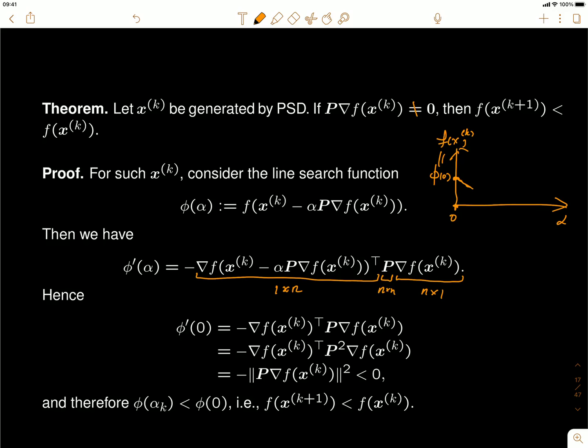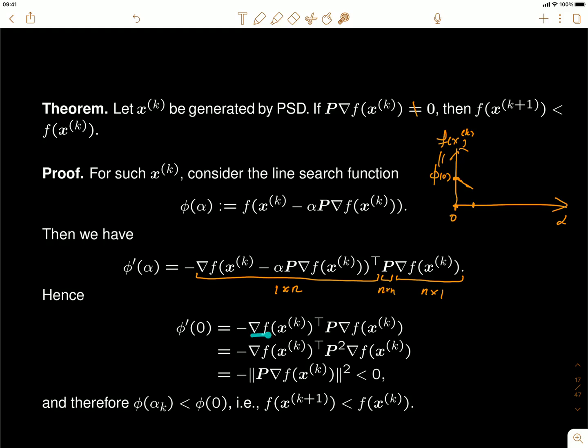Okay, and this is what we're trying to show. If we can show that, then we know that there will be some point that has a function value smaller than phi of 0. So we just need to check if phi prime at 0 is negative. Well, phi prime at alpha is generally given by the right hand side. So for phi prime at 0, we just need to plug in 0. This is the only place that has alpha on the right hand side, so when we plug in alpha equals 0, this is just gone. So we will just have a negative gradient f at xk, then the transpose, then the p, and then this other gradient right here.